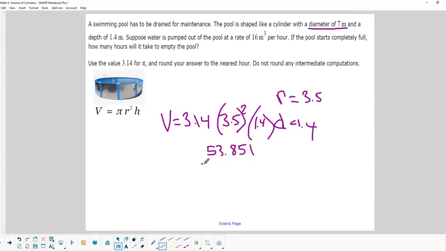So now we've got to divide that by 16 to find out how many hours it will take to drain it. So back to our calculator. Hey, we still have our original number on the calculator, so all I have to do is divide by 16, and we get 3.36 hours. So round your answer to the nearest hour. So the 3.36 will round to 3 hours. And there we go.